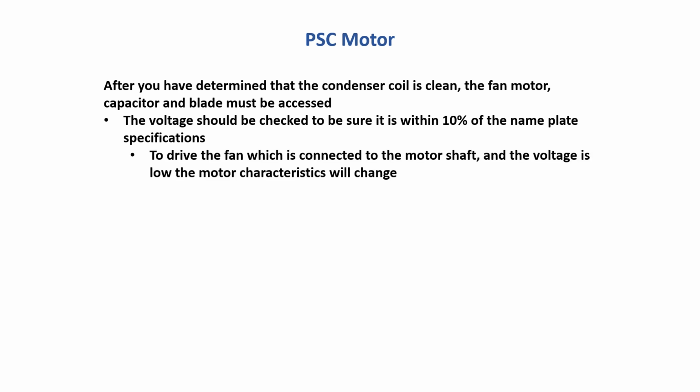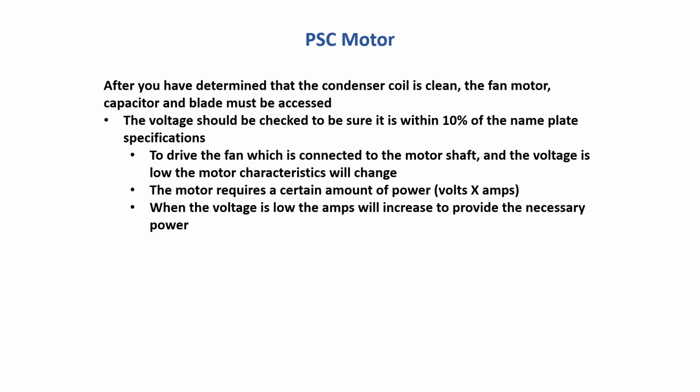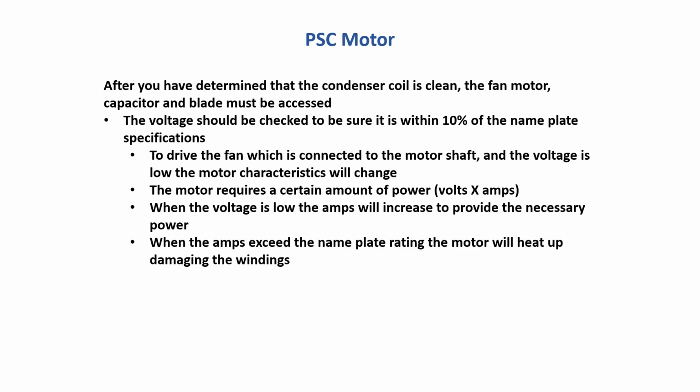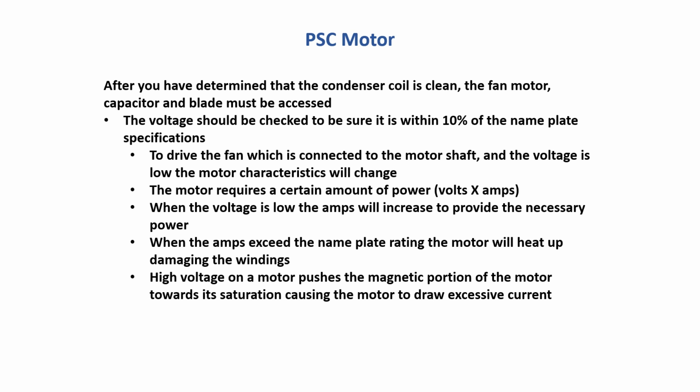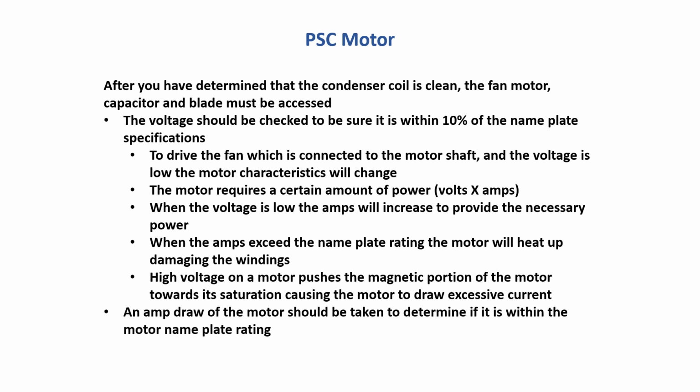To drive the fan, which is connected to the motor shaft, if the voltage is low, the motor characteristics will change. The motor requires a certain amount of power, that's volts times amps. When the voltage is low, the amps will increase to provide the necessary power. When the amps exceed the nameplate rating, the motor will heat up, damaging the windings. High voltage on a motor pushes the magnetic portion of the motor towards its saturation, causing the motor to draw excessive current. An amp draw on the motor should be taken to determine if it is within the motor nameplate rating.